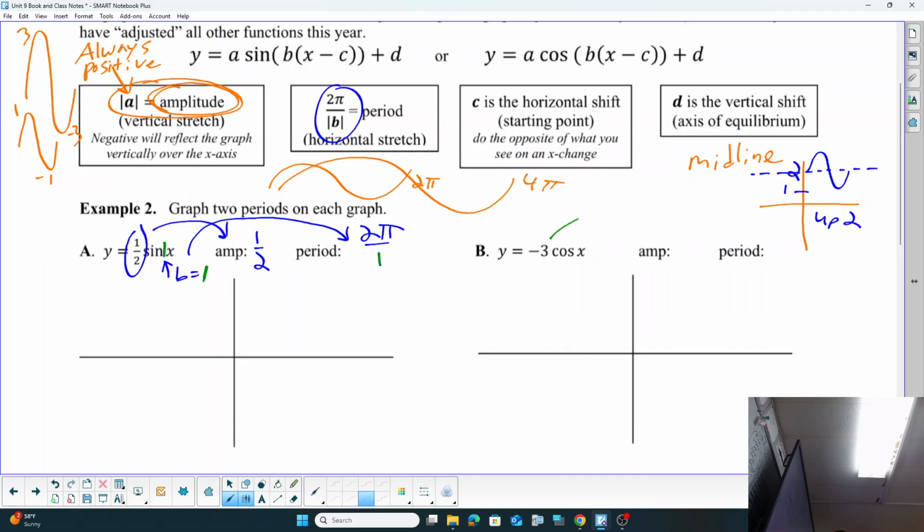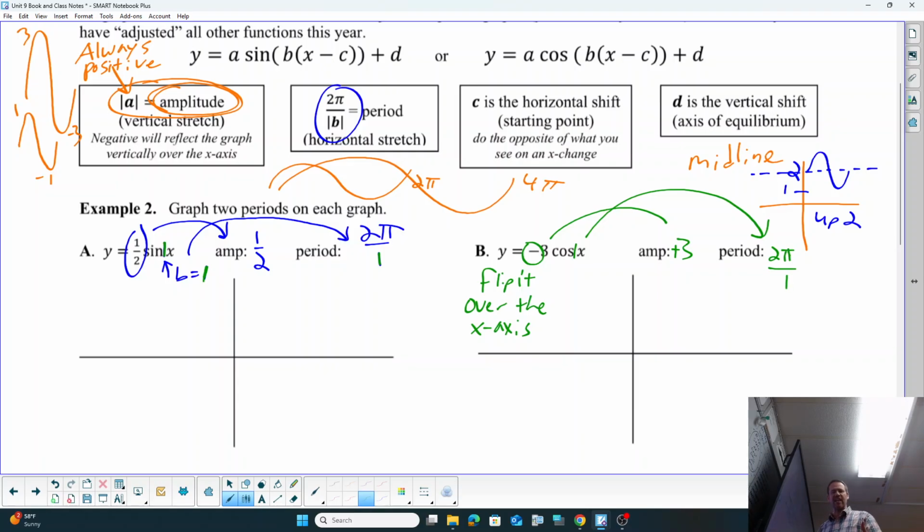Over here, the amplitude is 3. It's a positive 3. The negative means to flip it over the x-axis. There's still an invisible 1 there, so that's still 2 pi over 1. We're going to graph these in a second. I just want to point out the differences, right?